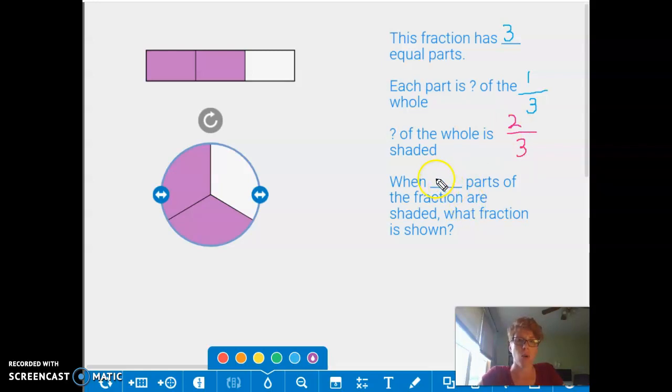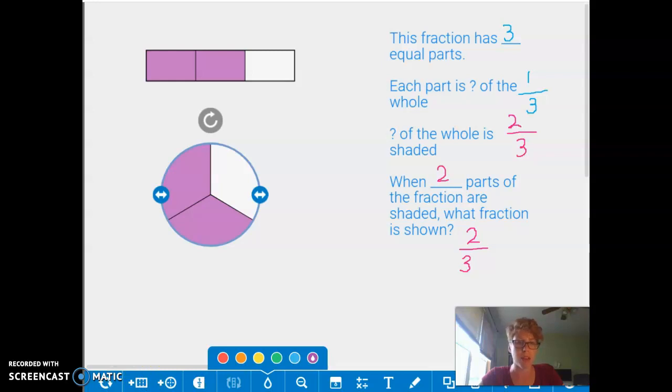Next question. When blank parts of the fraction are shaded, what fraction is shown? How many parts did I shade in? 2. When 2 parts of the fraction are shaded in, what fraction is shown? Well, this is kind of repeating the question up here. We are showing the fraction 2/3. But I did this so you could see that when 2 parts are shaded in, the fraction is 2/3. If I had shaded in 3 parts, it would be 3/3. Okay, we're going to do another one.